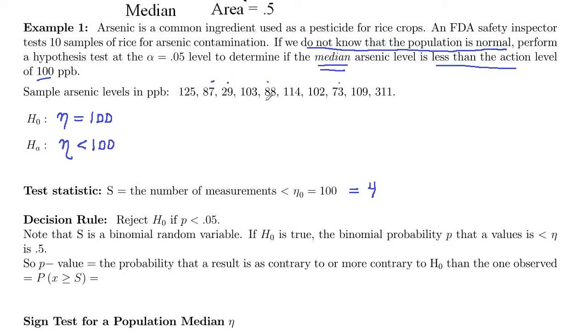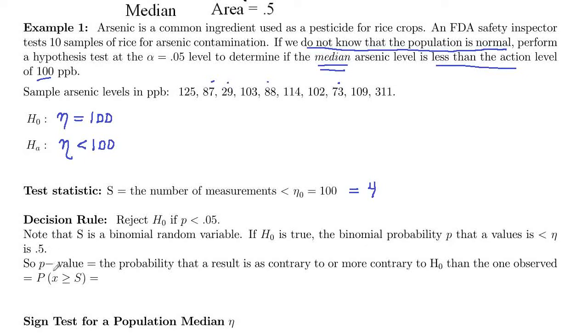Now note that S, the number of measurements less than 100, is actually a binomial random variable, because for each value that you look at here, it's either less than 100 or it's not less than 100. So if the null hypothesis is true, then the binomial probability p, that the value is less than the median, is going to be 0.5. So you're finding your p-value here using the binomial distribution with p equals 0.5.